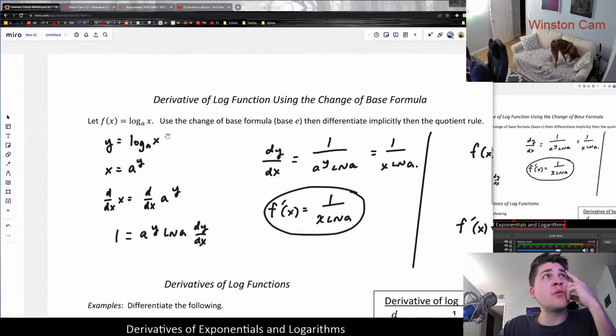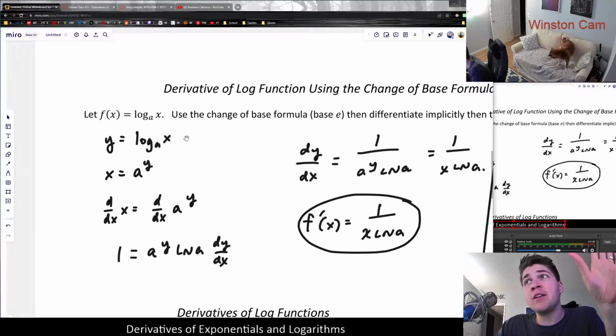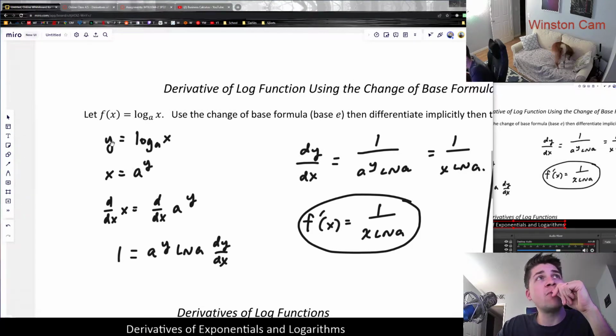But basically what I did is exactly like we did with the natural log. I changed f of x to y because those usually mean the same thing. And then I applied the definition of the logarithm, which, we can always interchange the role of x and y and change it from a log to a base a function. And from there, we can differentiate implicitly, taking the derivative of both sides.